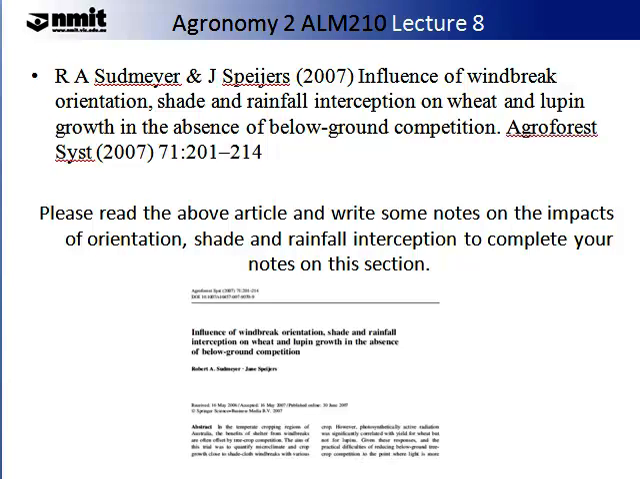This is an article on the influence of windbreak orientation, shade and rainfall interception on wheat and lupin growth in the absence of below-ground competition. Please read this article attached on Moodle and write some notes on the impacts of orientation, shade and rainfall interception to complete your notes on this topic.